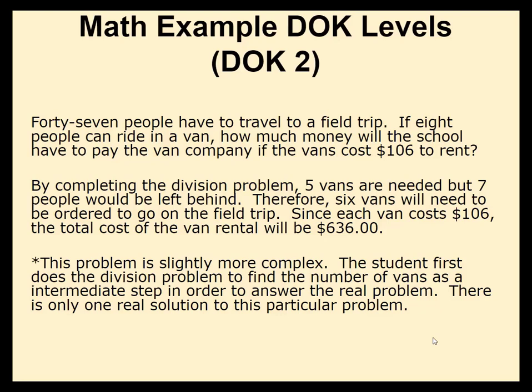So what's here? First, they need to complete the regular division problem that they had to do in the DOK1, figure out they needed 6 vans, and then multiply the number of vans by $106, or add it up 6 times, whatever they decided to do. But they had to come up with an idea of what would go first, what would go next, what's my plan here in order to solve this.